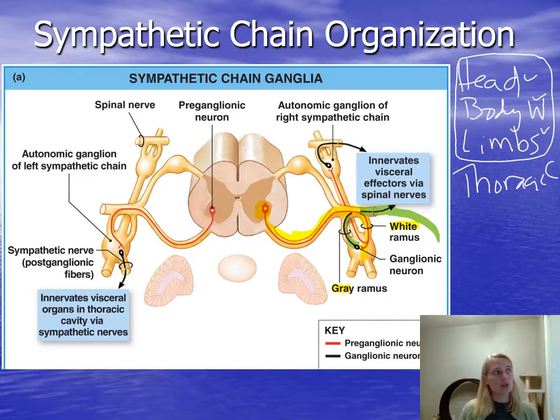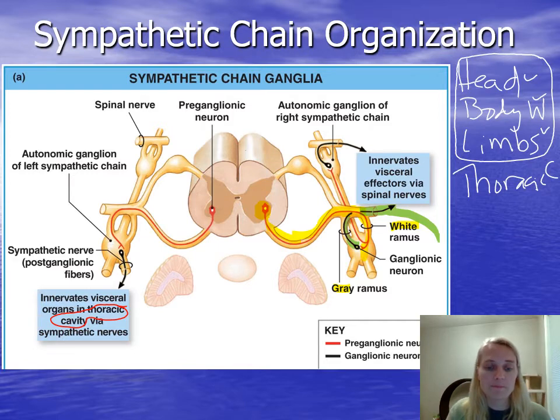Now, what if we wanted to send a message to the smooth muscle for bronchodilation, right? So you're exercising, you need more airflow, you're in sympathetic activation because you're exercising. So what do we do to go and vasodilate, or not vasodilate, bronchodilate the smooth muscle? Well, vasodilate too, but let's just say our destination is going to be smooth muscle in the thoracic cavity, right? So thoracic cavity, visceral organs, smooth muscle, cardiac muscle, glands, all of those can be found in the thoracic cavity. So let's take a look.